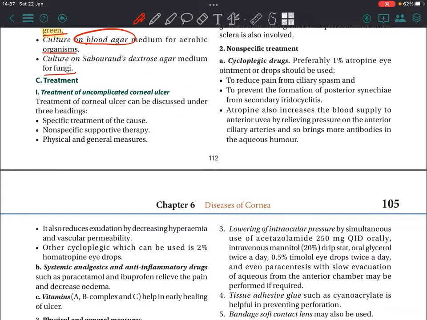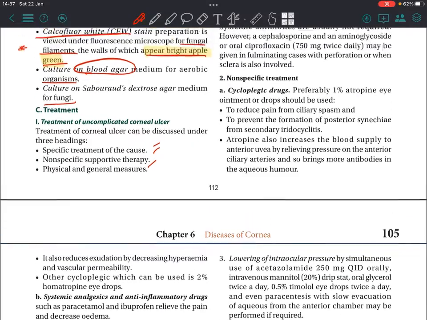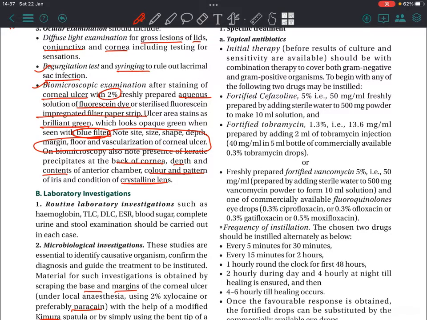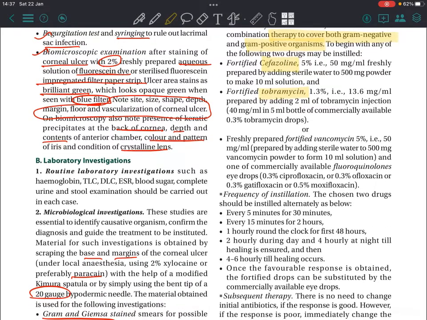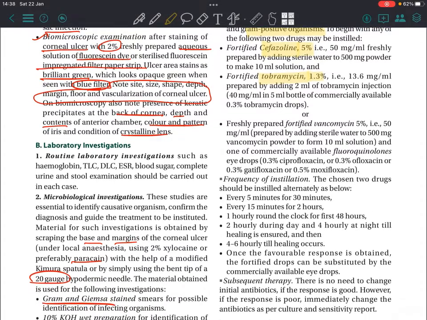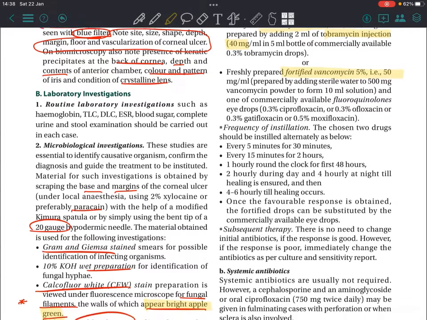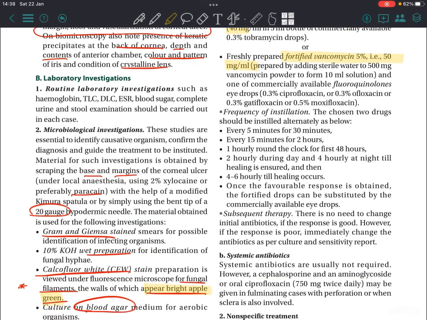Treatment: specific, non-specific, supportive, physical and general measures. Specific treatment includes topical antibiotics. Initial therapy should be with combined therapy to cover both gram-positive and gram-negative organisms: fortified cephalosporin 5%, fortified tobramycin 1.3%, or freshly prepared fortified vancomycin 5%, that is 50 mg per ml, and one of the commercial fluoroquinolone eye drops: ciprofloxacin, ofloxacin, gatifloxacin, moxifloxacin.